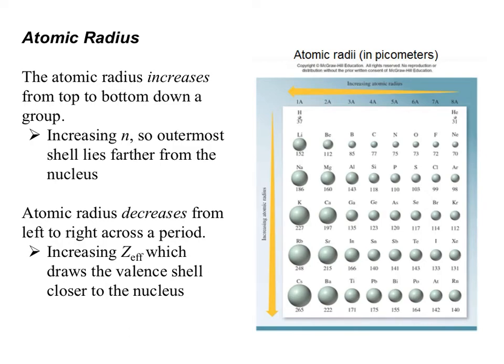This decrease in radius is due to an increase in the effective nuclear charge, which draws the valence shell closer to the nucleus. So in other words, as the attraction from the nucleus increases, relatively speaking, the electrons end up being closer to the nucleus, making the atoms smaller, therefore decreasing the radius.